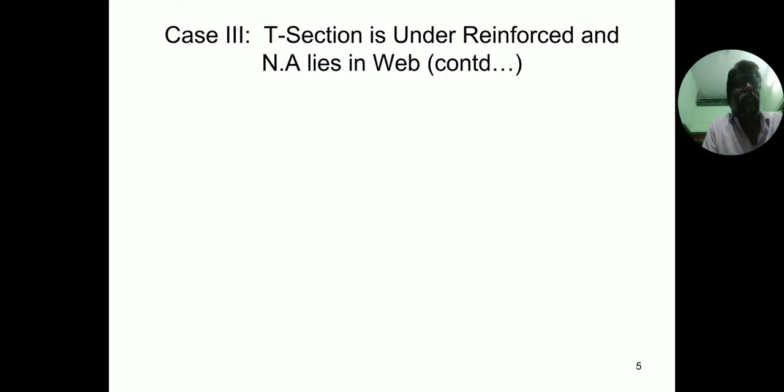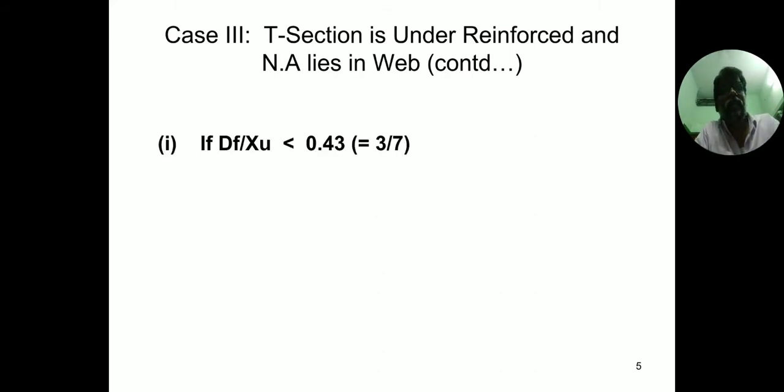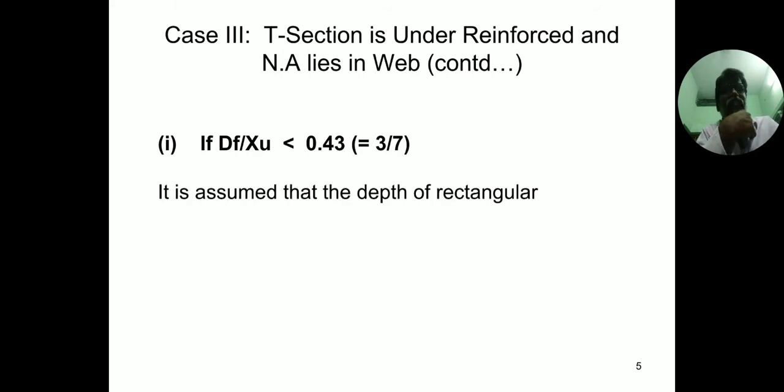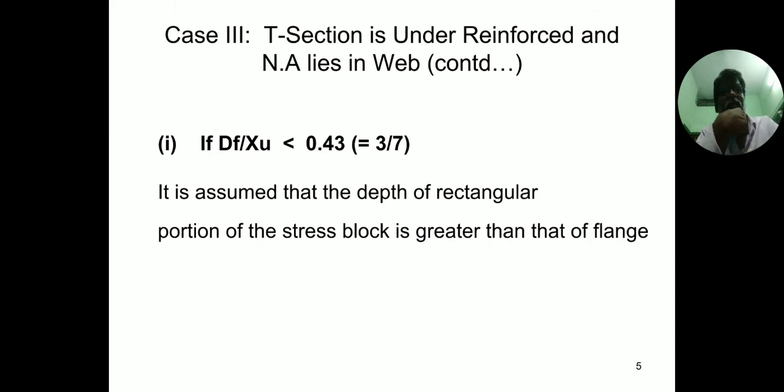T section is under reinforced and neutral axis lies in web. df by xu less than 0.43 or 3 by 7, or df must be less than 3 by 7 xu. It is assumed that the depth of rectangular portion of the stress block is greater than that of flange.